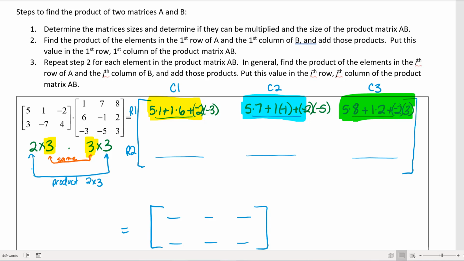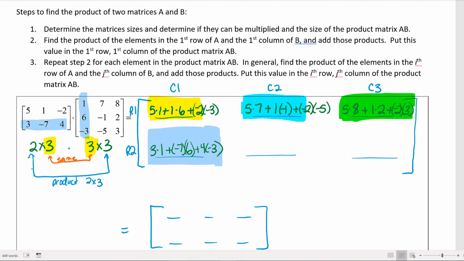All right, let's do this again. Now I'm looking for the element in the second row, first column. So I am going to highlight the second row of my first matrix and the first column of my second matrix. Then I can go and grab those values. 3 times 1, which is the product of the first two elements, plus -7 times 6, which is the product of the next two elements, plus 4 times -3, which is the product of the last two elements in the row and corresponding column.